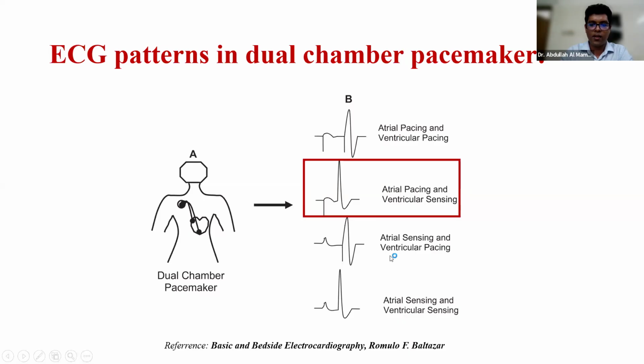And the third one is atrial sensing, ventricular pacing. There is no atrial spike, but a spike followed by QRS. That is atrial sensing ventricular pacing. And if the patient is in own rhythm, that is atrial sensing ventricular sensing. There is no spike. Only history can tell about the pacemaker. So in four patterns, the PR interval is fixed, and fixed PR interval means that there is a dual chamber pacemaker.